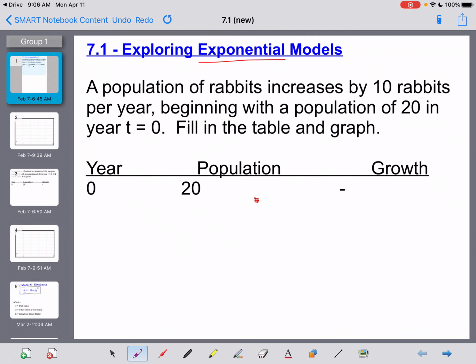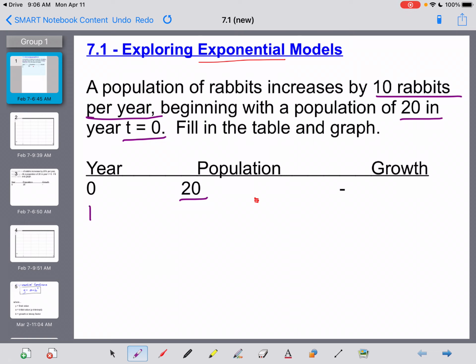If you take a look at what's going on right here, we've got a population of rabbits. It says it increases by 10 rabbits per year, beginning with a population of 20 in the first year, which we're just calling t equals 0. We're going to fill in a quick table and graph what this looks like. In year 0, we start off with 20, but the problem tells us that the population is increasing by 10 per year.